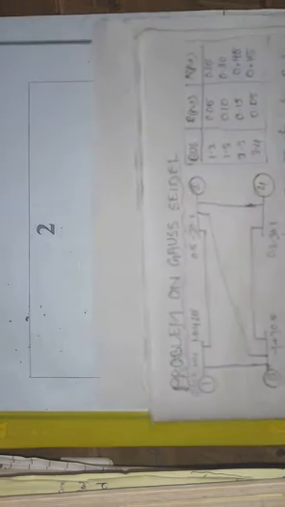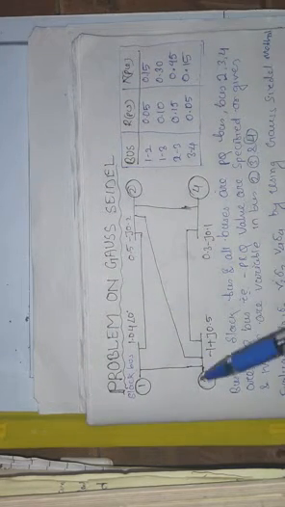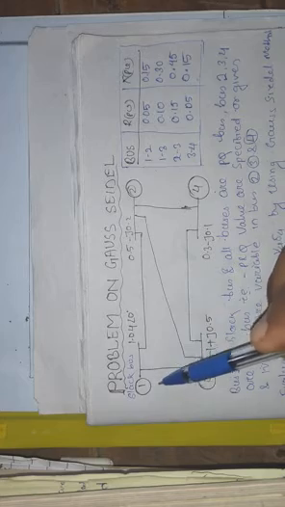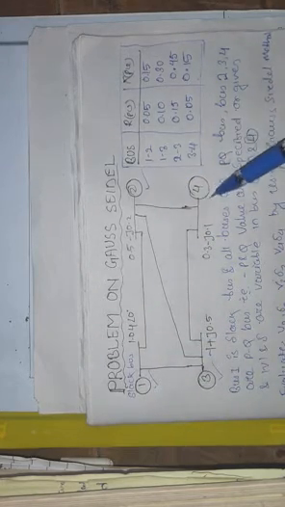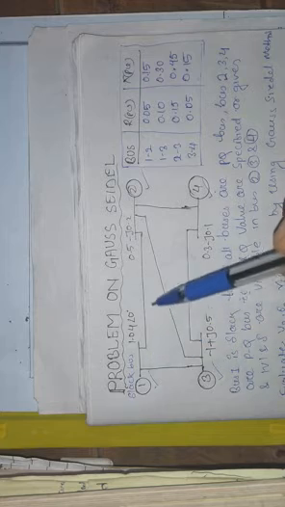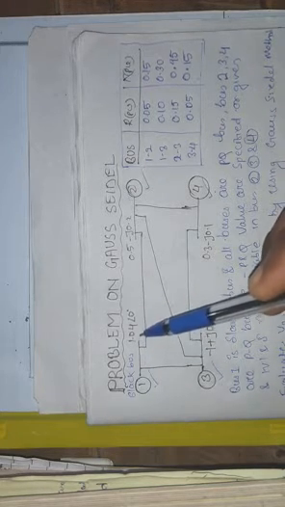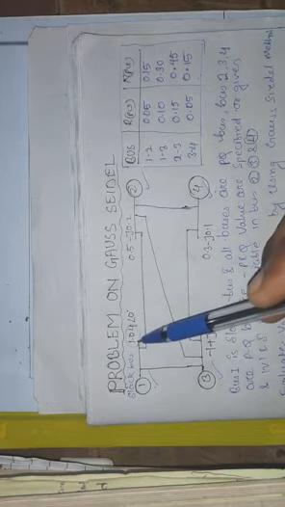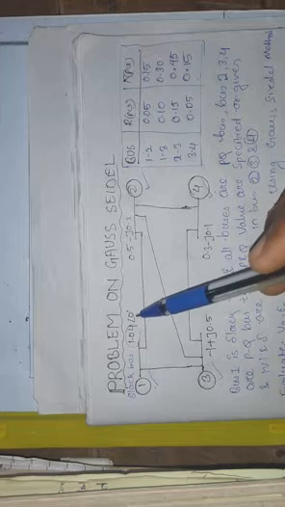So this is our problem. Here there are 4 buses. This is bus number 1, and this is bus number 2, bus number 3 and bus number 4. All the data are given for the buses, that is, the bus voltage. In the first bus, 1.0 volt is given and the angle is 0 degree.